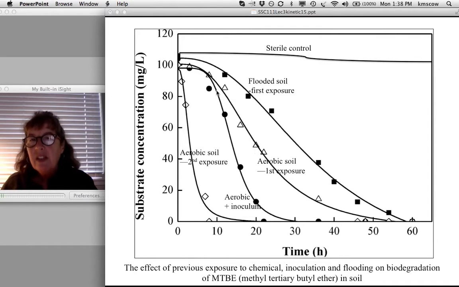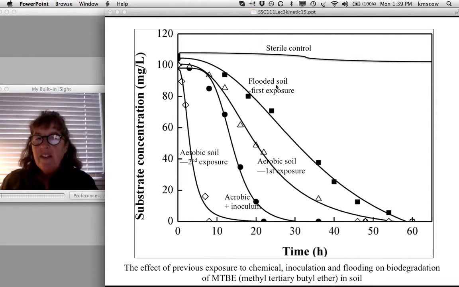Okay, here's another thing that we did. Here is this aerobic soil, first time MTBE was added. And here is soil to which an inoculum of MTBE degraders were added. And you can see that the rate of decomposition was a little bit faster in the presence of the inoculum. But you can also see that it did not require the inoculum for it to degrade, right? Adding an MTBE degrading organism was not necessary in this soil for the MTBE to degrade.